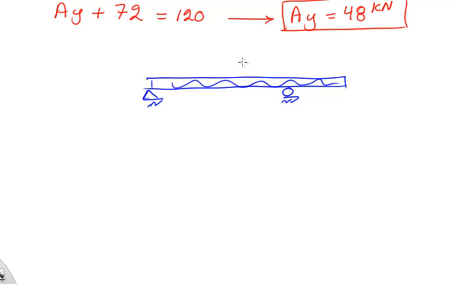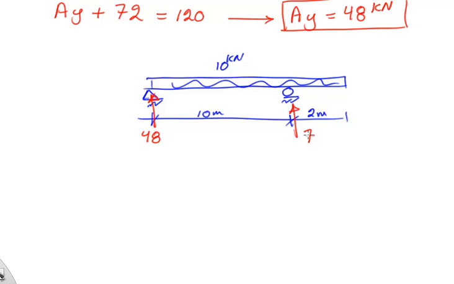And this is the distributed load with 10 kilonewtons, and I have 10 meters and 2 meters. Okay, and I have a reaction here, Ay, which is 48. I will lose the units for now. And here we have 72. Okay, and just to be nice and neat, let me draw a straight line like that.